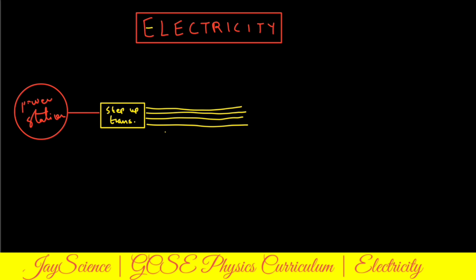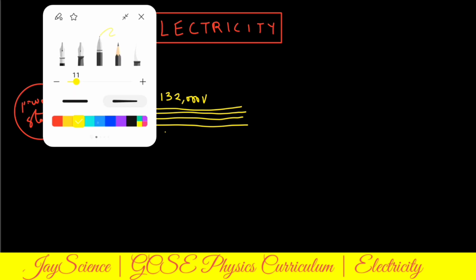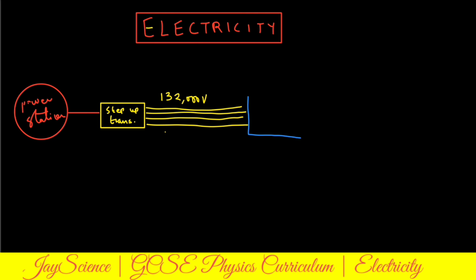Now the transmission lines, or what we call high tension cables, are at a voltage of about 132,000 volts, or sometimes it could be even higher than that. So after that, we'll pass this whole thing into a step-down transformer. Now it's on its way to the consumer. So the step-down transformer operates at a potential difference of 11,000 volts.